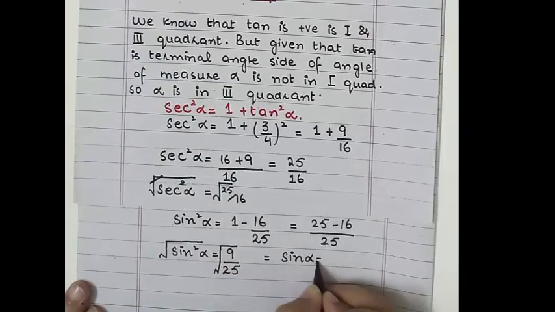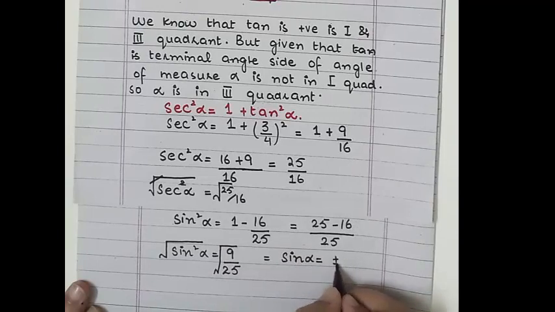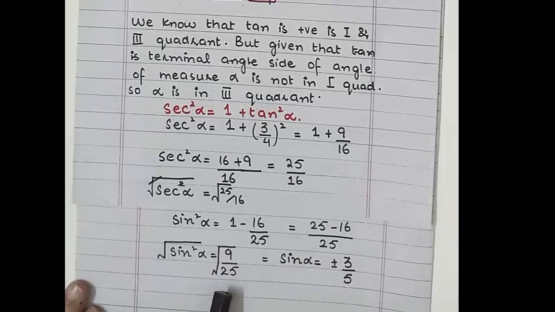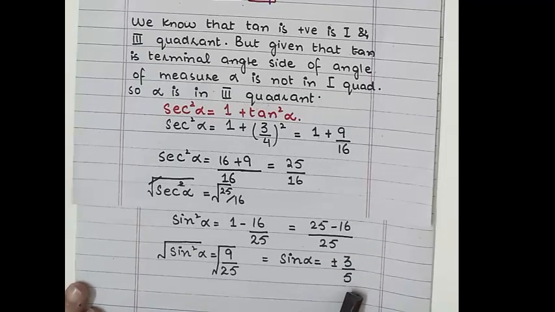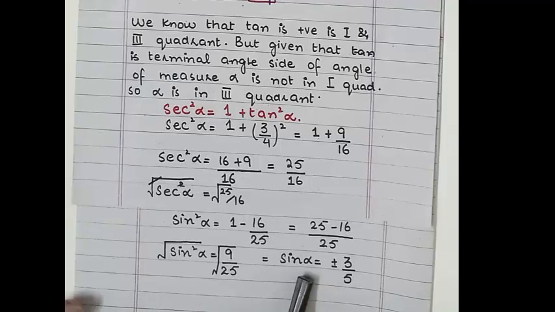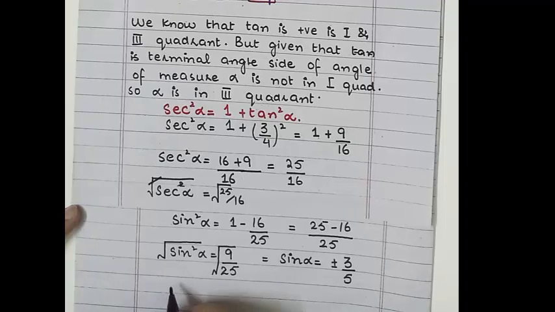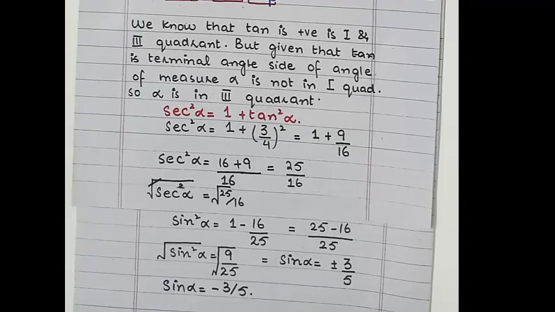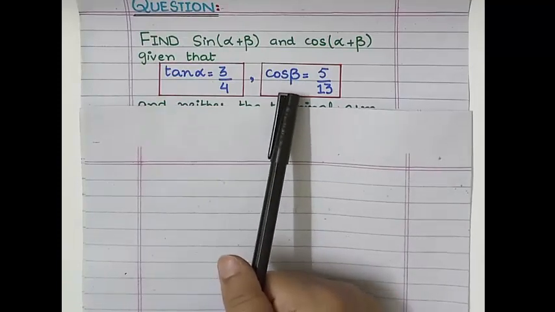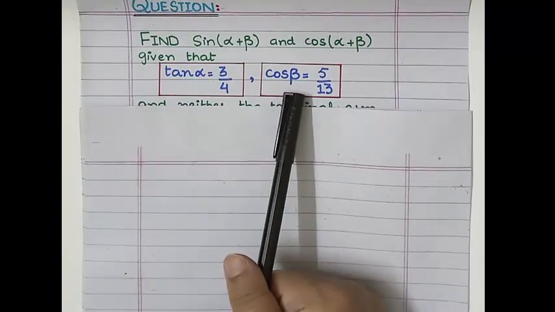So sin alpha is equal to plus minus 3 over 5. The square root of 25 is 5 and the square root of 9 is 3. Also, sine is negative in the third quadrant, so we will ignore the positive sign and write only the negative sign. So from here, now we will use the value of cos beta and find the value of sin beta.